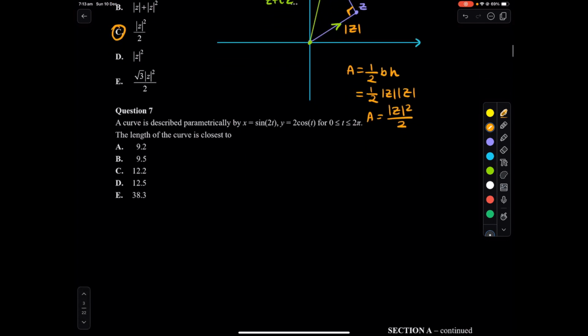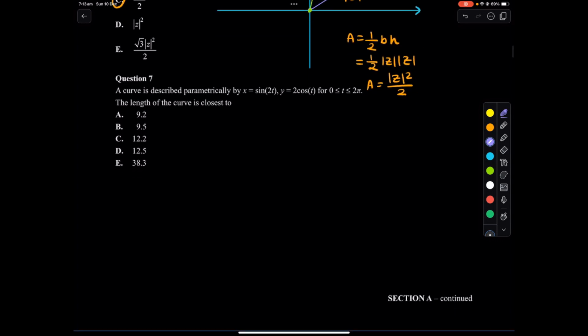Nice. A curve is described parametrically by x equals this and y equals that from 0 to 2 pi. The length of the curve is what? Very nice and easy question. So the arc length is very easy. When you have parametric equations, it's just going to be the integral from 0 to 2 pi of the square root of (dy/dt) squared plus (dx/dt) squared dt. That's all it is.